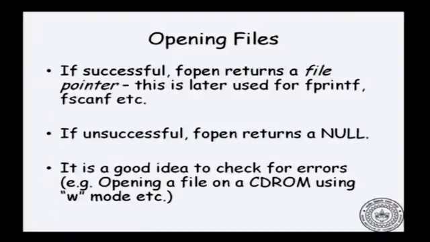If unsuccessful, for example, you try to open a non-existent file for reading, or you try to write to a file which cannot be written to. For example, it's a file sitting inside a CD-ROM drive and you are not allowed to write to it. So if you try to open the file in write mode, then you have a problem. So for whatever reason, if the file open does not succeed, then fopen returns a null. And it's always a good idea to check for these errors. So just try opening a file and always check whether it has returned a null.